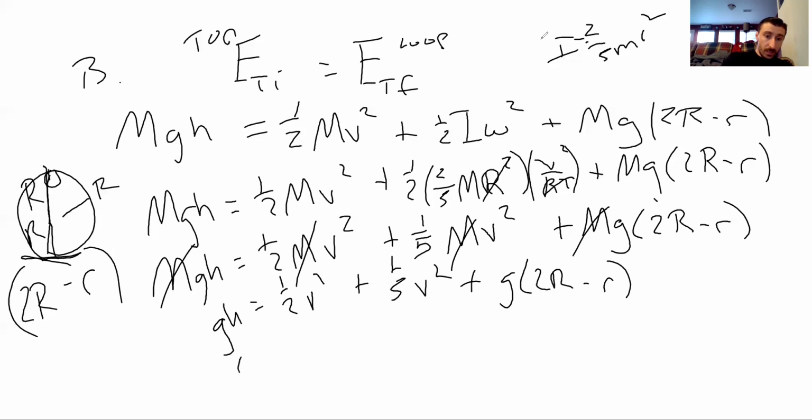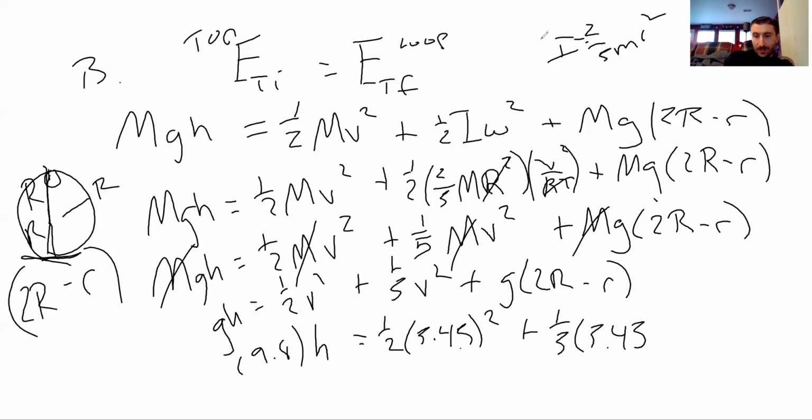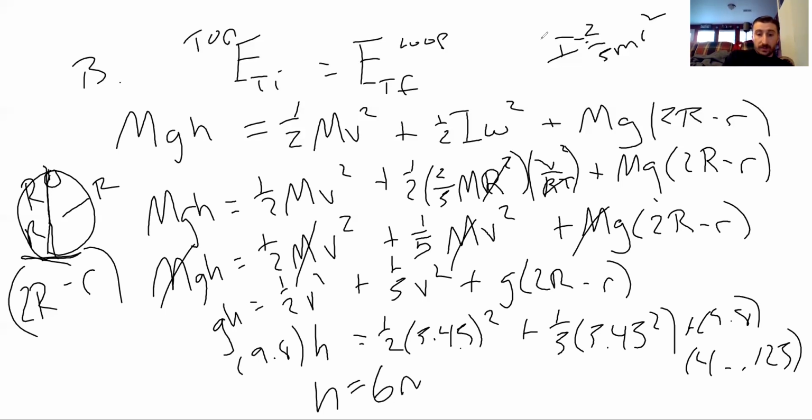I can plug in. I got all these numbers here. 9.8h equals 1/2 times v, what was that, 5.45, squared, plus, yeah, I mean, you could have combined those. That was kind of stupid. Plus 9.8 times 2R. So that's 4. 2 times R is 4. 4 minus, what was it? It's 0.125. When you solve that all out in your calculator, you get a height of 6 meters.